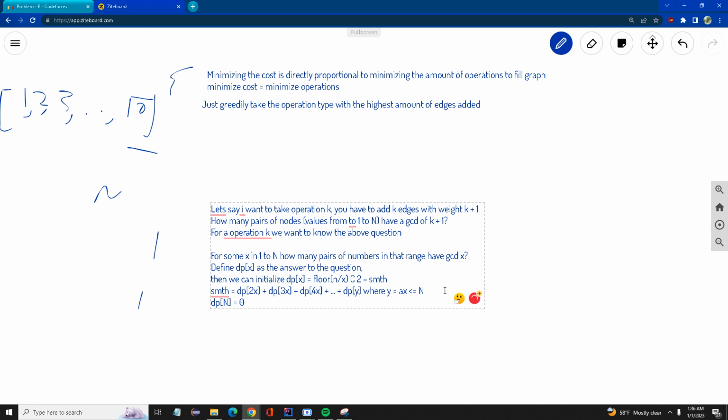And the base case is that dp of n is 0, because obviously no pair of numbers will have a GCD of n, since n is the highest number, so that's impossible.